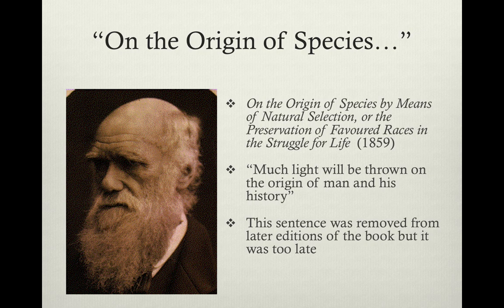He had one sentence in there in the first edition: much light will be thrown on to the origin of man and his history, that was later removed from the book, but it was too late. The damage was already done. In The Origin of Species, Darwin actually doesn't talk about human evolution. He talks about the idea of natural selection resulting in differential survival and reproduction. He talks about how speciation events could occur, but he doesn't actually talk about this process whereby humans arose. It's just that one sentence from the text really led to this division between science and religion, and this controversy.